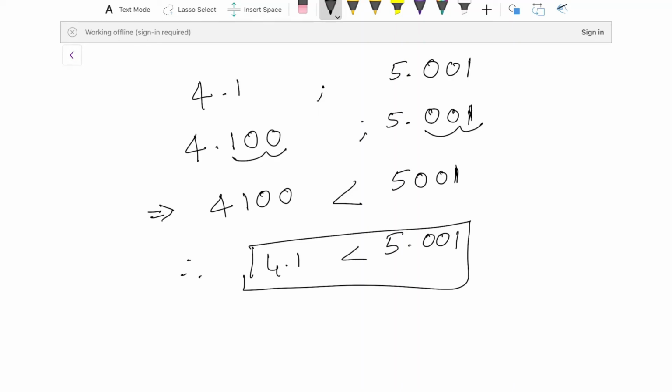Here actually, since 4 is less than 5, even without changing, we can say directly that 4.1 is less than 5.001. That's one thing that you can see. If the whole number part is different, greater or lesser, you can easily say if the decimal is lesser or greater.